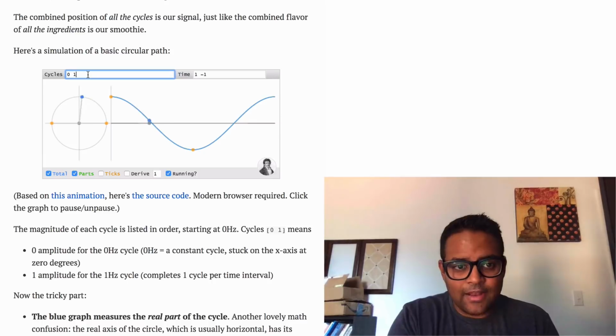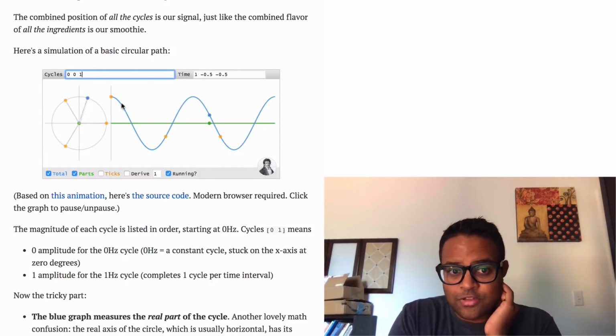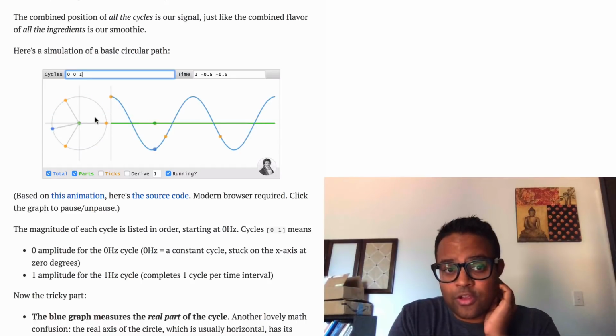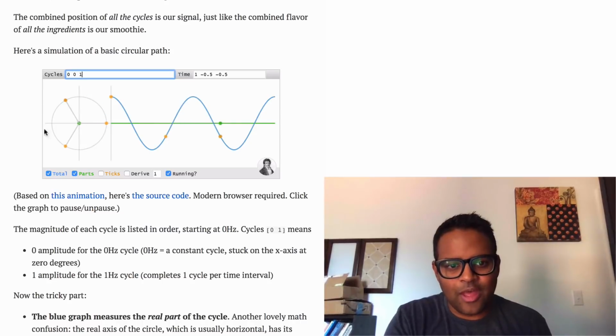Or again, if I add, let's say 0, 0, 1, this is actually just the faster 2 hertz cycle. So now we've got a cycle which is moving a little bit faster than before. And again, the goal here is to really start to play with it and understand, okay, I can start putting in ingredients and I can see what's happening on the side.